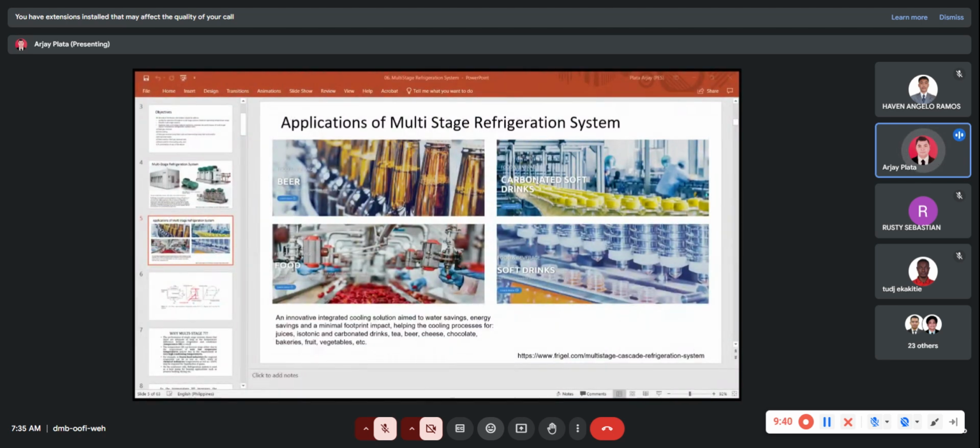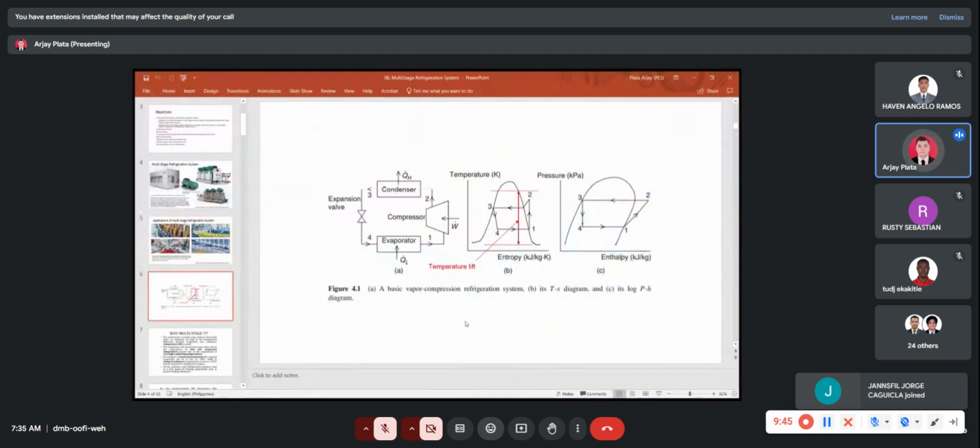So why do we use multi-stage actually? This is a typical single stage vapor compression refrigeration system. So why do we use multi-stage? The performance of single stage system shows that these are adequate as long as the temperature difference between evaporator and condenser is small.